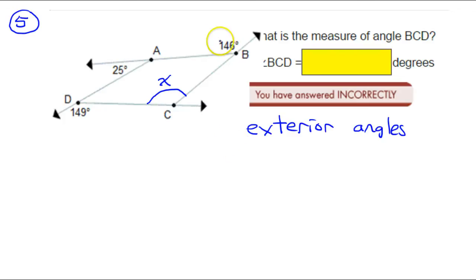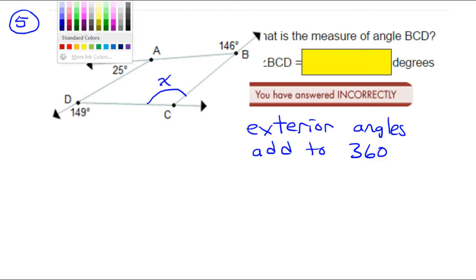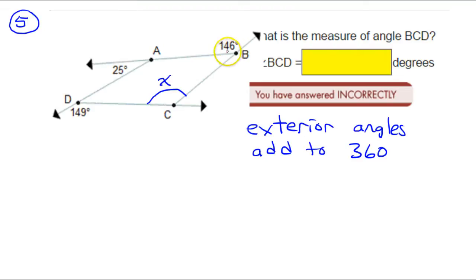Okay, and we know that all of the exterior angles of any polygon, including a quadrilateral, which we have here, the exterior angles add to 360, no matter what the shape is. Okay, so let's see. How many exterior angles do we have? Okay, so I've got, boom, 1, 2, 3.